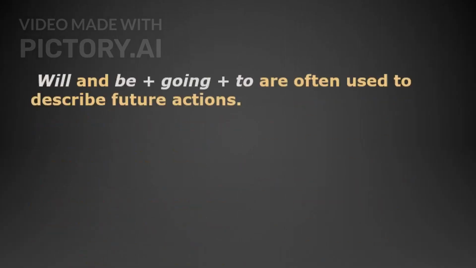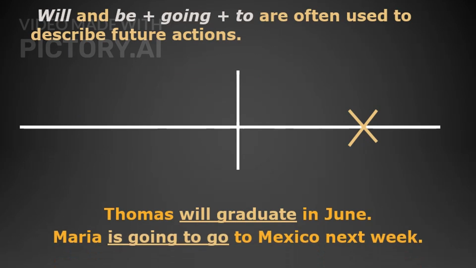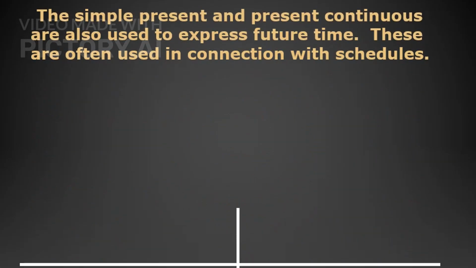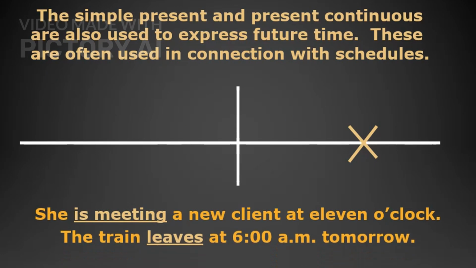Will and be going to are used to describe future actions, like, Thomas will graduate in June. They indicate planned or expected future events. The simple present and present continuous can express future time, often in connection with schedules, like, she is meeting a new client at 11 o'clock.